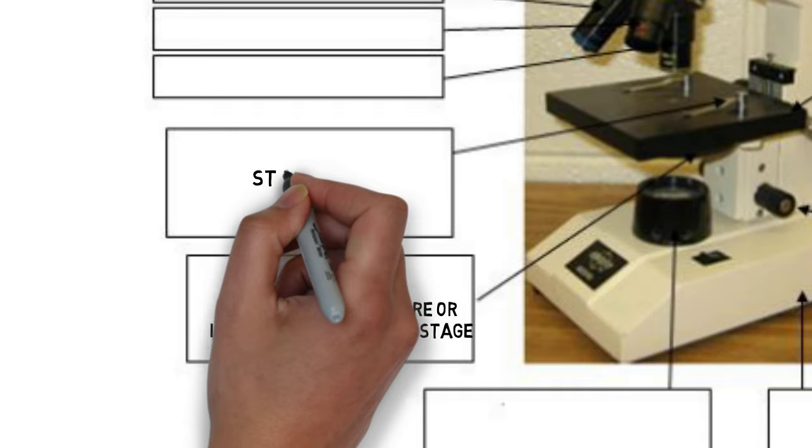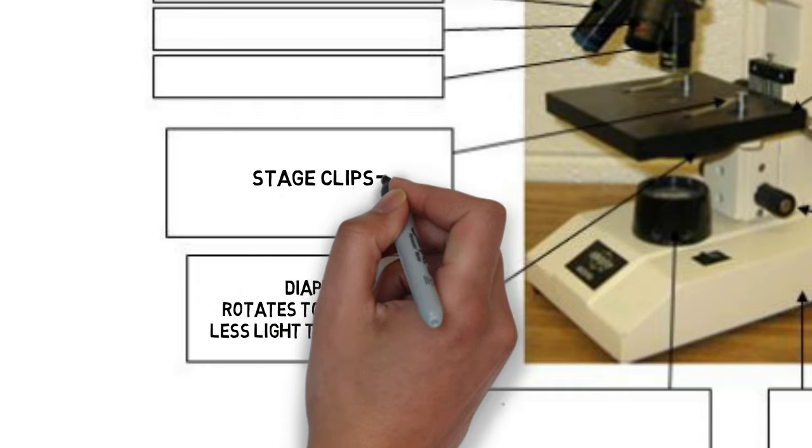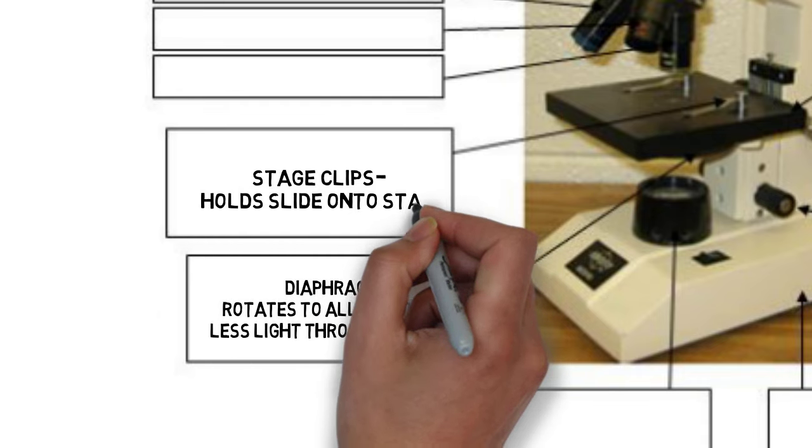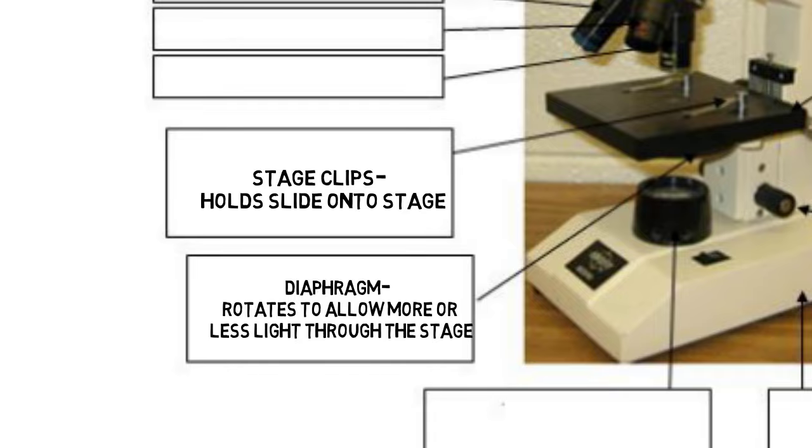Some of the scopes will have little metal stage clips, some of them won't. It's optional for you to use these, and it'll just hold the slide down onto the stage.